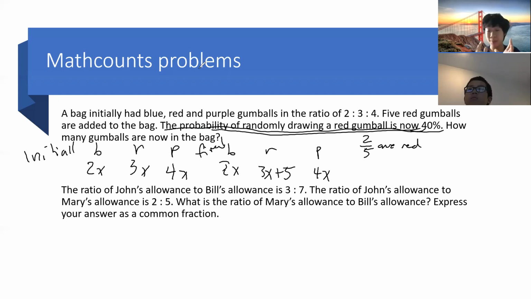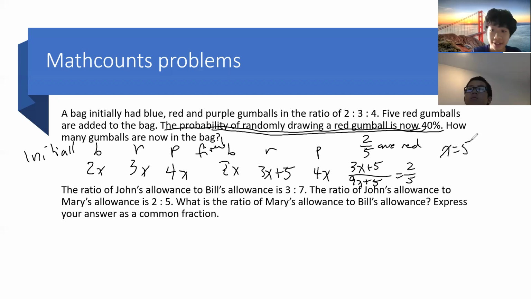This means that the number of red over the total is gonna be 2/5. So the number of red is 3x plus 5 over the total, which is 2x plus 3x plus 5 plus 4x, which is going to be 9x plus 5, equals 2/5. Now we have an equation in x. If you were to solve this equation, I don't have that much space here, but if you were to solve this equation, you would get x equals 5.